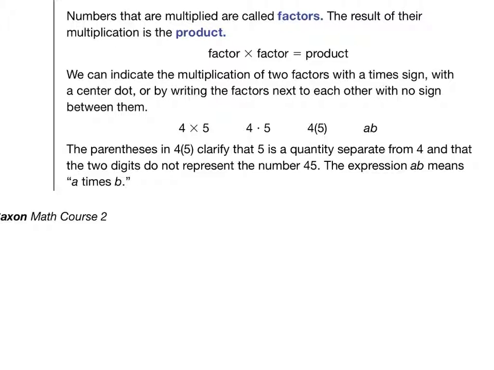So the parentheses in 4 times 5 is just clarifying that 5 is separate from 4 and that they do not represent 45. You don't have to write that part down. All right, let's go to the next part.